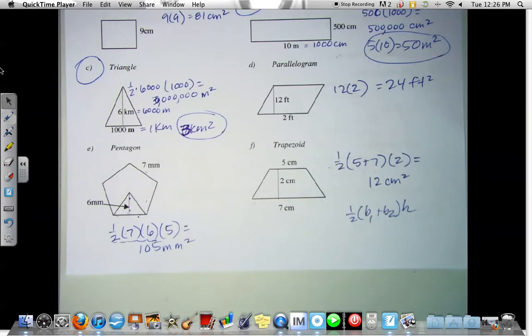Trapezoid, 1/2 times base 1 plus base 2 times the height gives you 7 centimeters squared. Questions on any of those? All right.